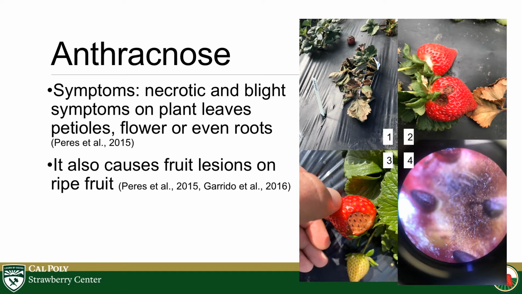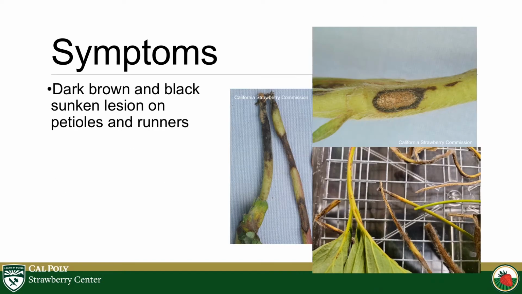The image number 4 shows the fruit lesion zoomed in where it shows the anthracnose spores. Other symptoms that characterize anthracnose are dark brown and black sunken lesions on petioles and runners. Now in all these 3 images, you can see a set of petioles and runners that are infected and with sunken lesions and some necrotic spots.